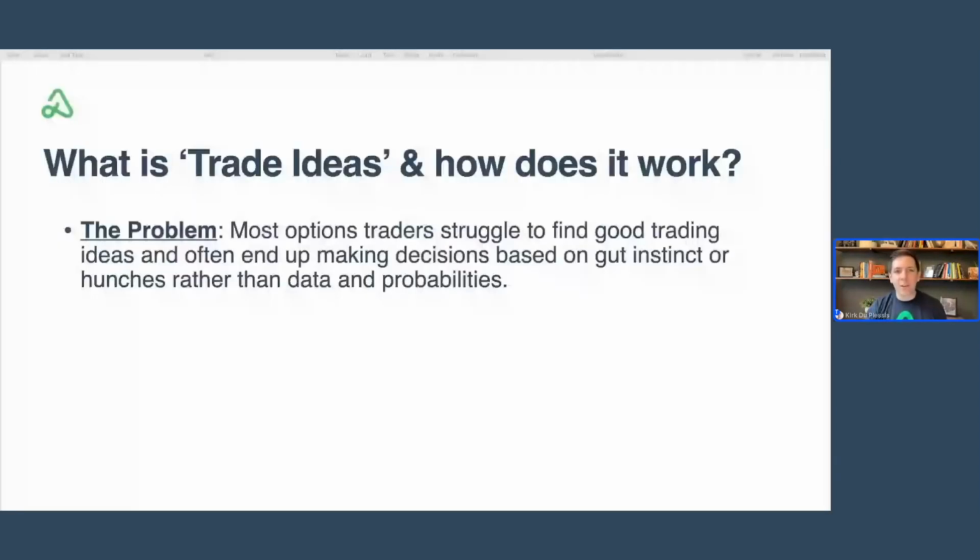What is Trade Ideas and how does it work? The problem, I think this is really what it ultimately comes down to, okay? The problem that I've seen consistently, and I have this too myself, like I trade some pretty religious strategies that are auto trading. But most of the time, if I'm struggling to find a good trade, it's often because I'm doing some sort of gut instinct or hunch, and I'm rarely doing anything on data and probabilities when I'm just like hunting and gathering.